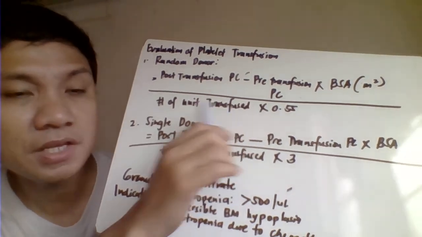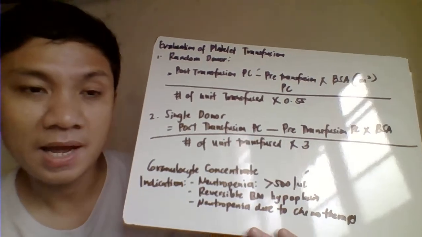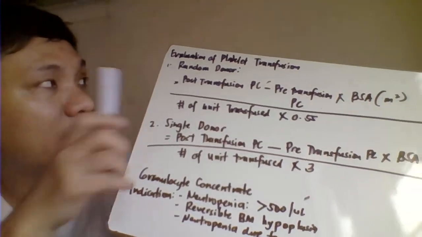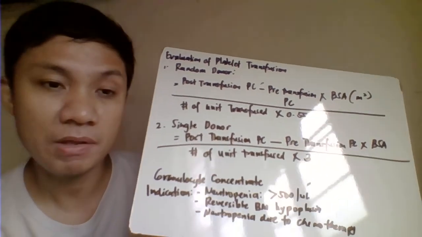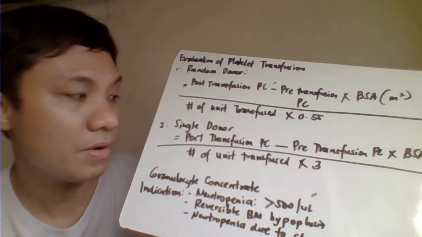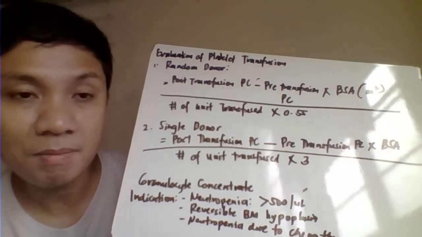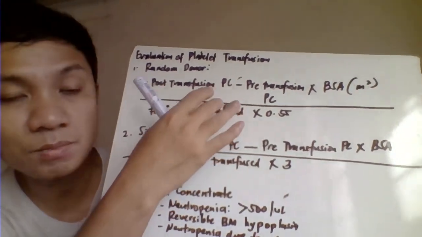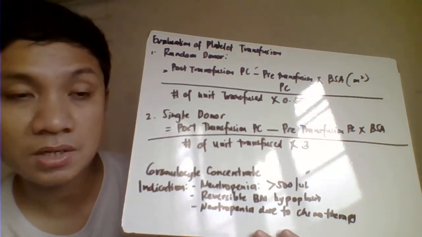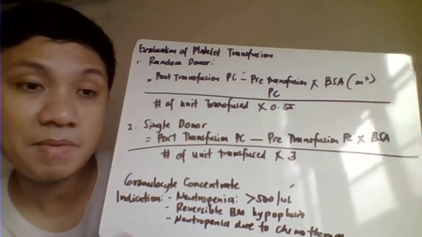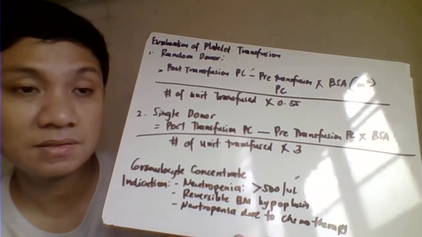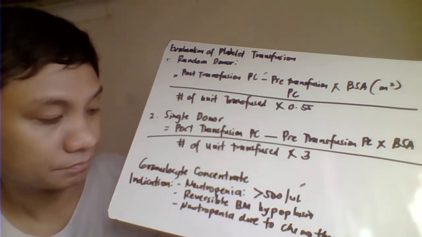So based on this computation, your increase for a random donor should be between 5 to 10,000. For your single donor, it should be between 20 to 60,000. If, for example, the expected increase is low after you perform the computation, then again you go back, it may be because of refractoriness or platelet refractoriness.